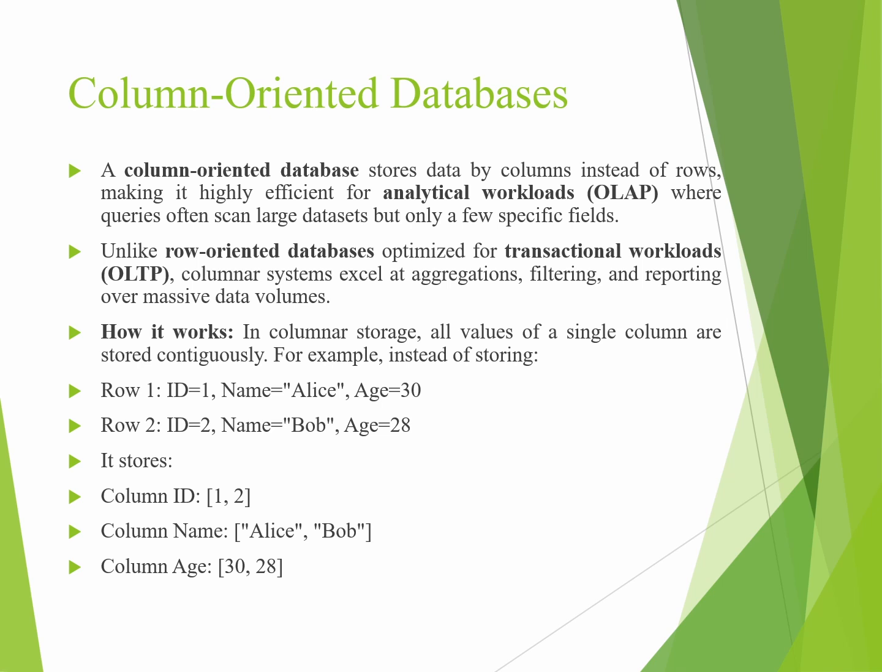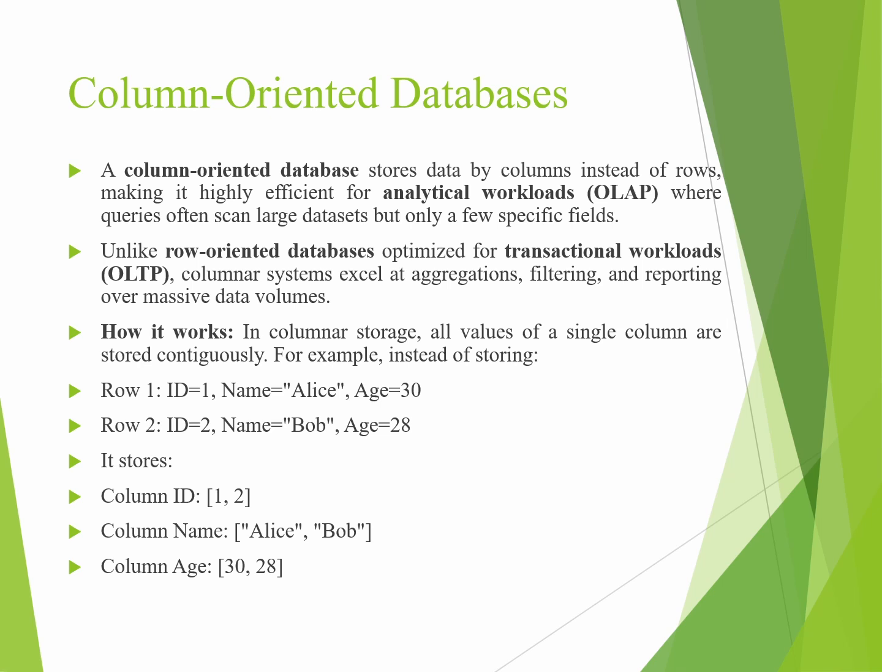The third one is column oriented database. A column oriented database stores data by columns instead of rows, making it highly efficient for analytical workloads, where queries often scan large databases but only a few specific fields. And unlike the row oriented databases optimized for transactional workloads, columnar systems excel at aggregation, filtering, reporting over massive data volumes. So it works on all values of single column that are stored continuously.